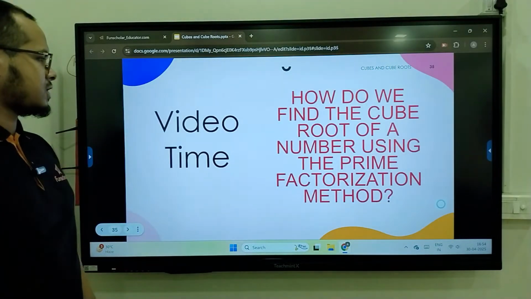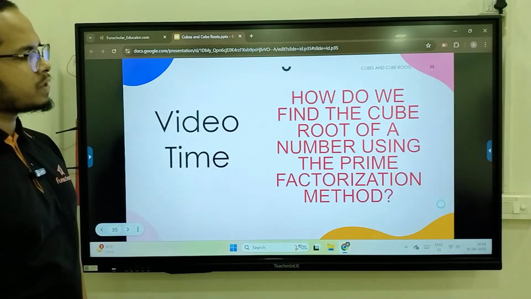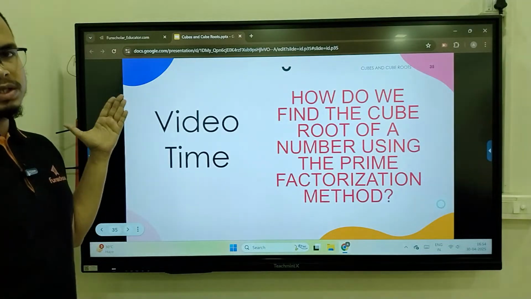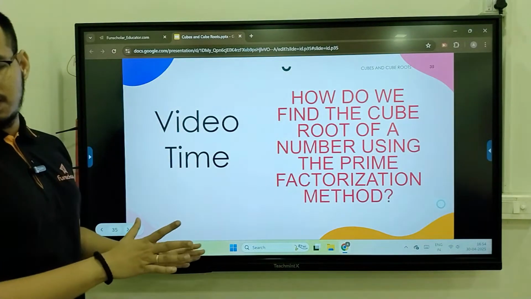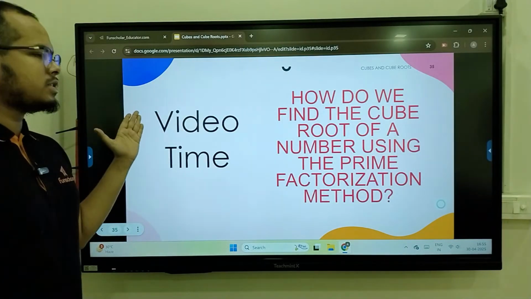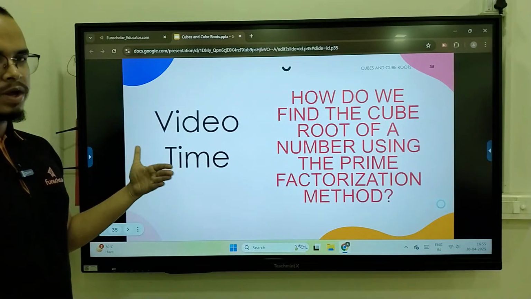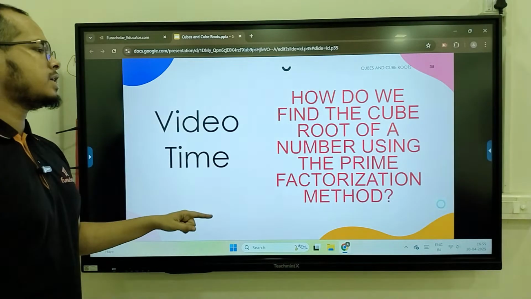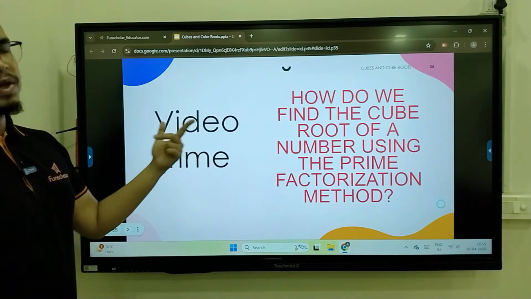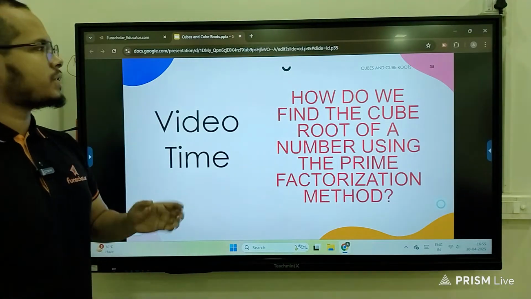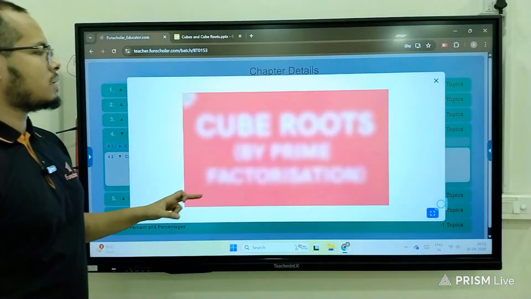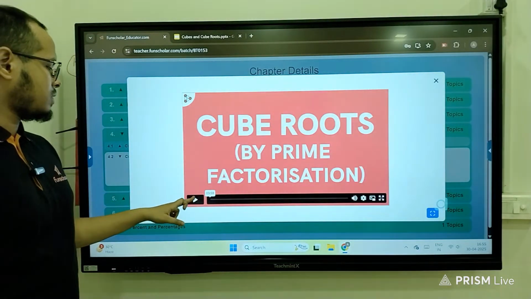Now, how do we find the cube root of a number using the prime factorization method? We've already done this. It's exactly the same as we have been using the prime factorization method in case of finding squares and square roots. It's the same method, but in case of a square root, we divided the numbers in pairs of 2. Here we'll be making them a group of 3. That is the only difference. So how do you find the cube root of a number using prime factorization method? Let's give it a watch.